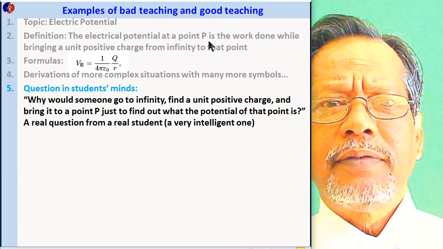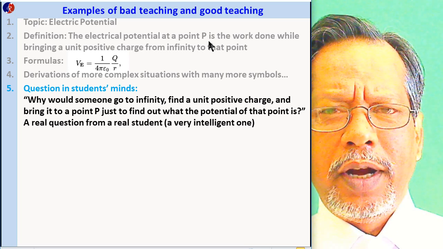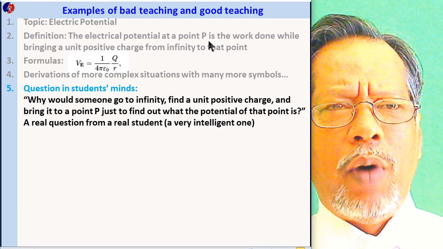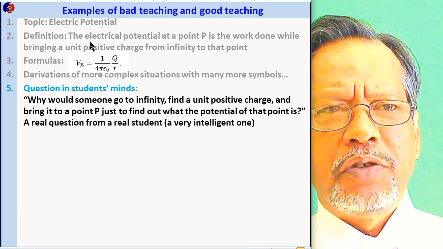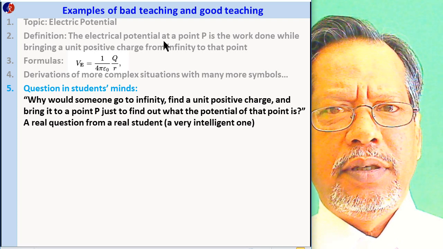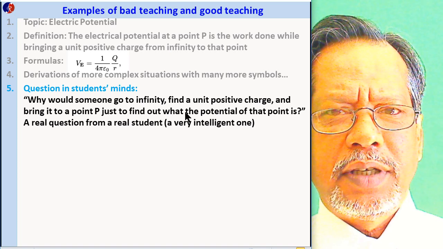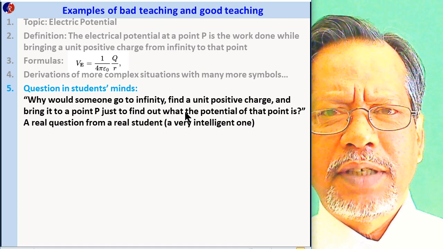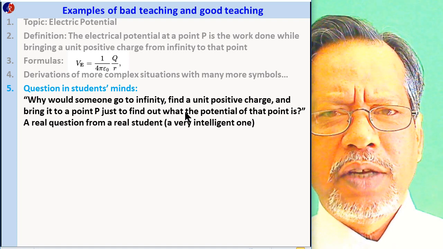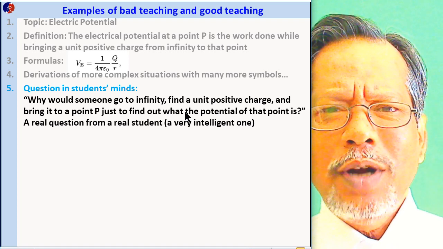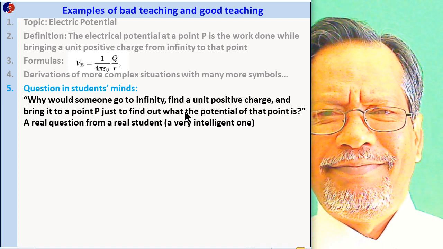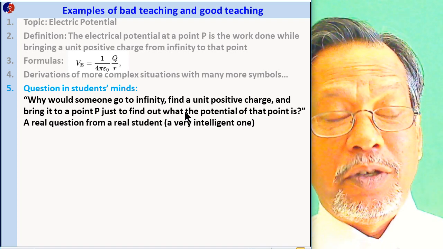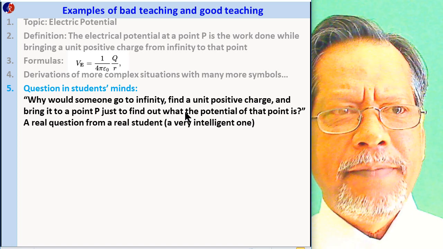You have studied a lot. You know where it will be applied, why it's going to be useful, but you start with a very difficult definition, and this is realistic. Can you go to infinity? Can you find a positive unit charge? Can you bring it to a point? Then what's the point? So you should change. Okay?